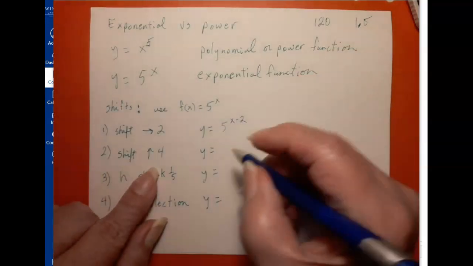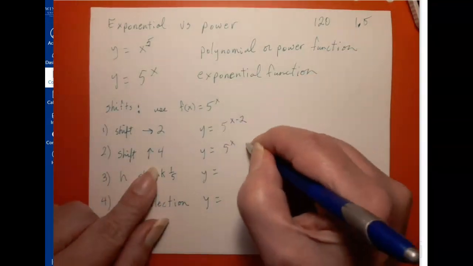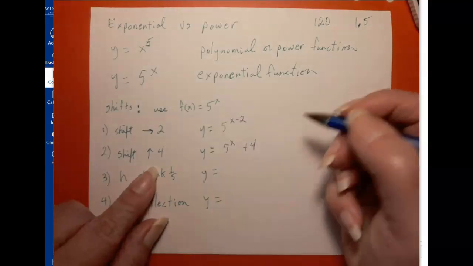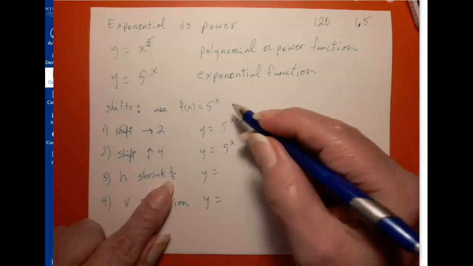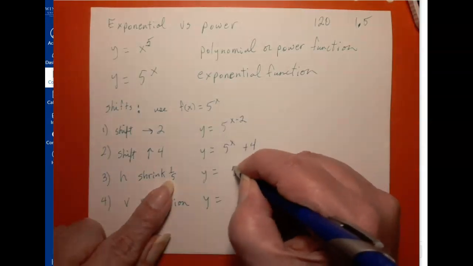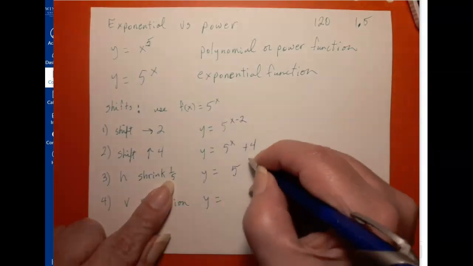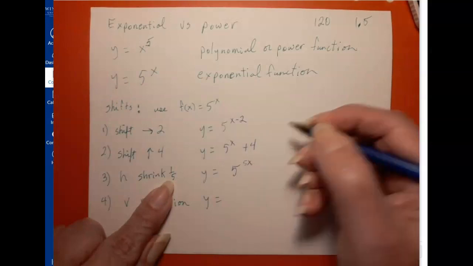If I shift up 4, 5 to the x is my graph, and up 4 is going to be written on the outside because it's vertical. A horizontal shrink of 1/5 goes in with the x, so we'll have 5. A shrink of 1/5 would be 5 to the 5x.